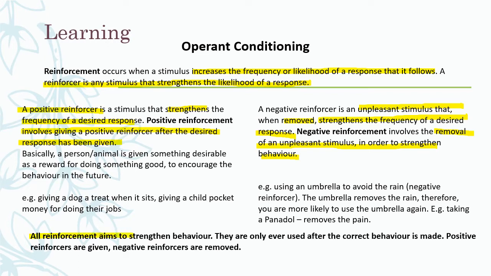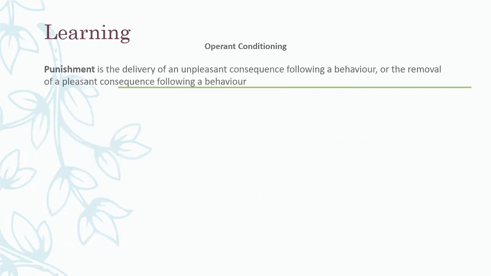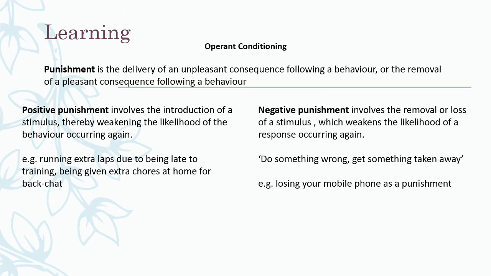Reinforcement aims to strengthen the behavior. They're only ever used after the correct behavior is made. Positive reinforcers are given, negative reinforcers are removed. So the opposite of reinforcement would be punishment. So punishment is delivery of an unpleasant consequence following a behavior, or the removal of a pleasant consequence of behavior.